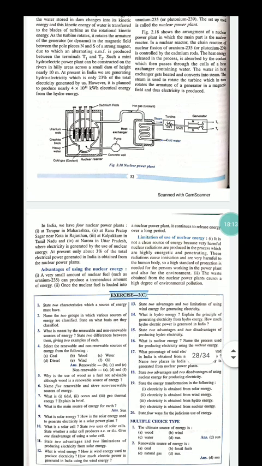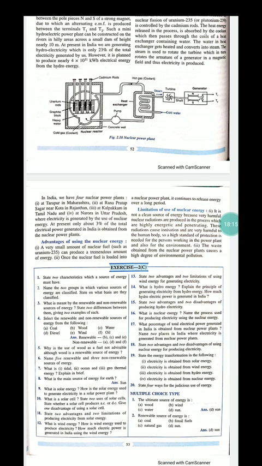Production of electricity from nuclear energy, which we have already read, where uranium is bombarded, also has some advantages and limitations. A very small amount of nuclear fuel is used to produce a tremendous amount of energy. Once the nuclear fuel is loaded into the nuclear power plant, it continues to release energy over a very long period. Okay, limitation: it is not a clean source of energy because very harmful nuclear radiations are produced in this process, which are very energetic and penetrating.